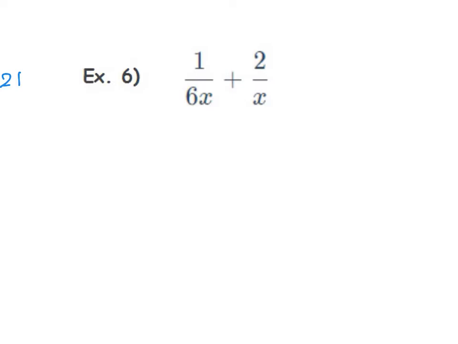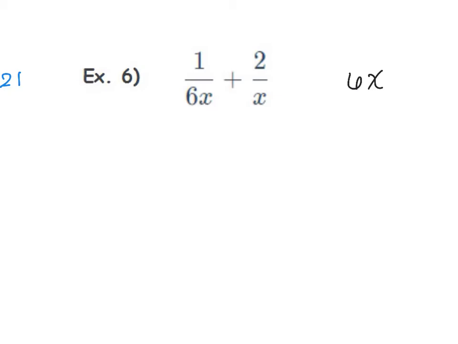On the first term, I actually have two factors, 6 times x. So I know I have to have a 6 and an x. In the second denominator, I have an x. Well, I already have an x over here, so that satisfies that. So my common denominator is going to be 6x.